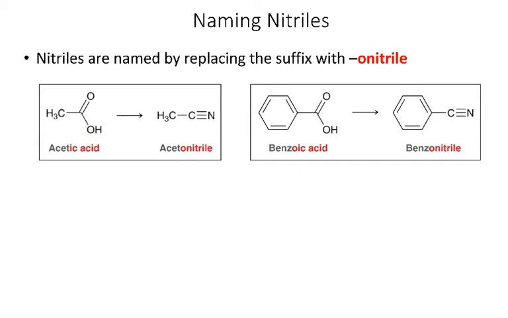All right, finally for the nitriles, we replace the ic acid or the oic acid with onitrile. So acetic acid becomes acetonitrile. If we called it ethanoic acid, it would be ethanonitrile. Or benzoic acid becomes benzonitrile.